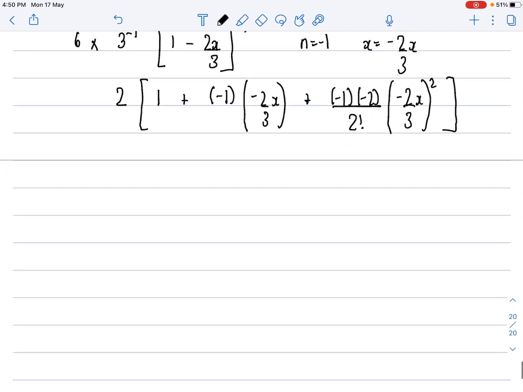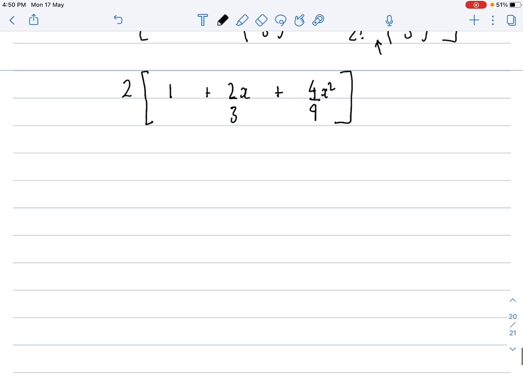So now I can write this as 2 into 1 plus 2 by 3 x plus, I know this will be 1 again, and minus 2 by 3 the whole square is simply, if I solve it in the calculator, I'll get 4 by 9 x squared. This is what I'll get. So now I can write this as 2 plus 4 by 3 x plus 8 by 9 x squared.